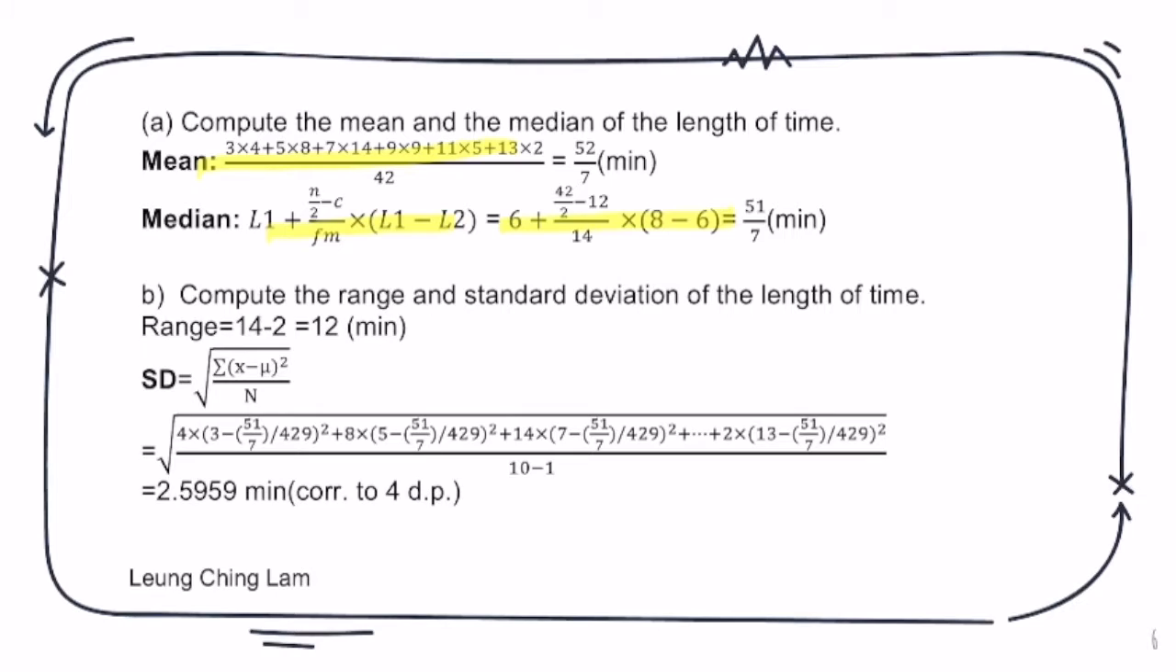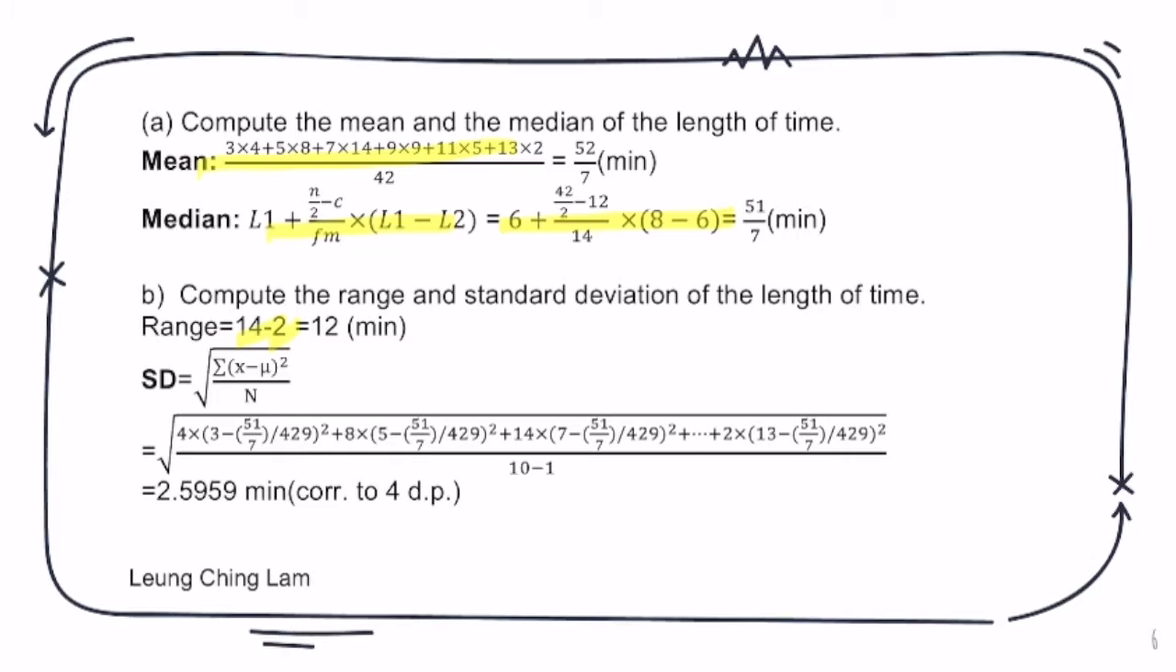For question B, we need to find the range and the standard deviation. For the range, the formula will be the largest boundary minus the smallest boundary, which is 40 minus 2, and the answer is 12 minutes.